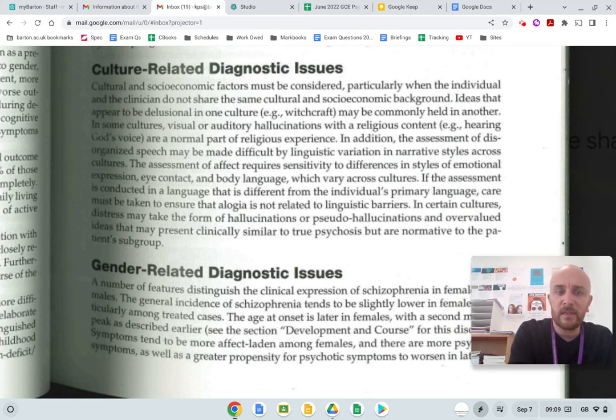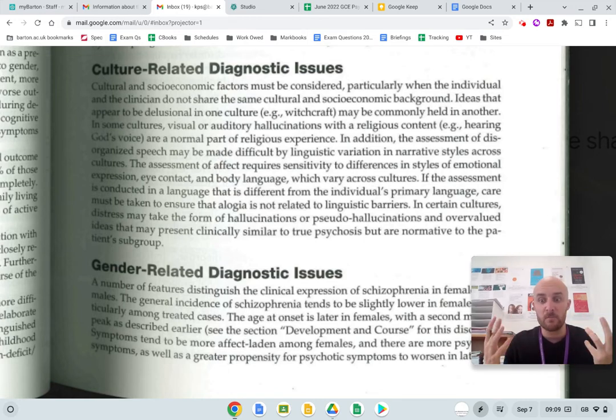There is a thing, here we go. In some cultures, visual or auditory hallucinations with a religious content are a normal part of a religious experience and therefore would not be a delusion. Whereas if someone says, God is talking to me, we would say, right, you are deluded, basically. So you've got schizophrenia in one culture, but you don't have it in another culture. And that's a problem for the diagnosis of it.